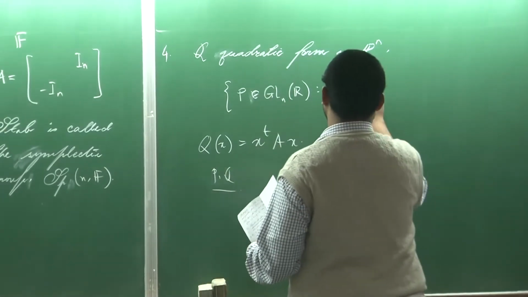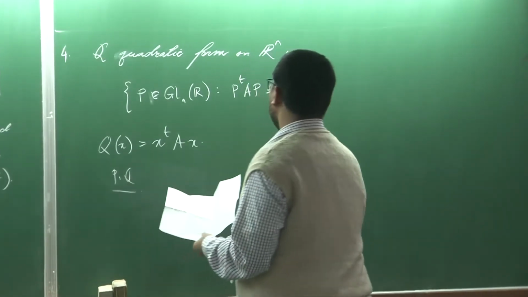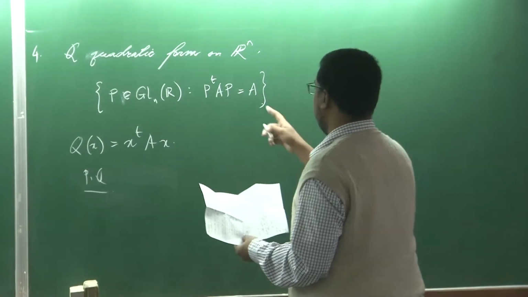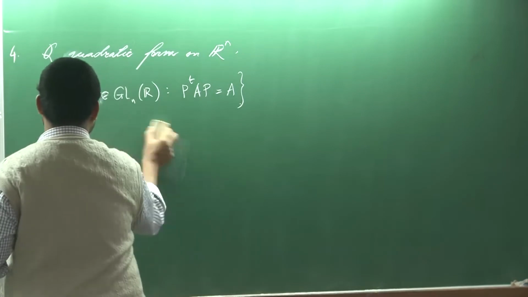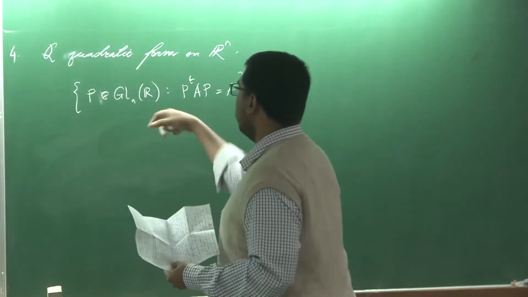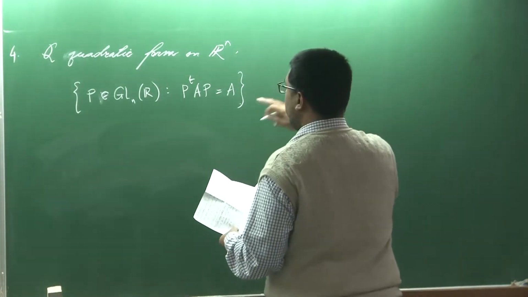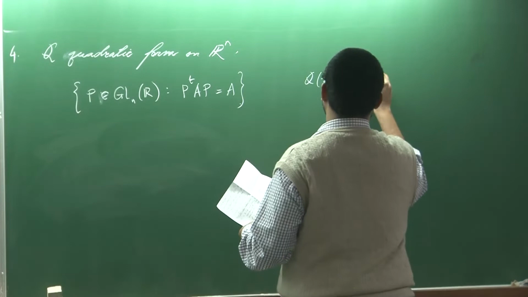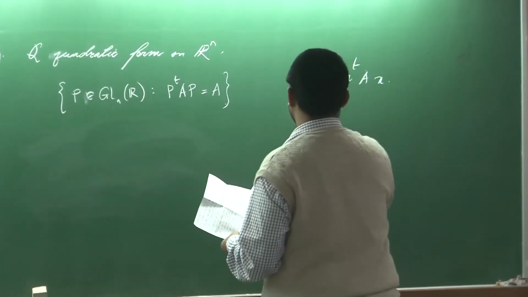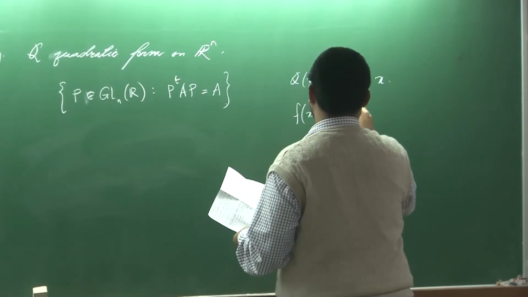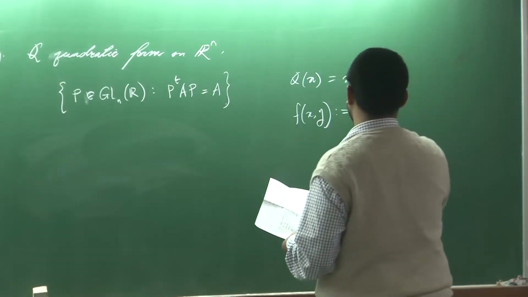So, such that P transpose AP is equal to A, and is a symmetric matrix. So, given any quadratic form, its stabilizer. Before that, I would also like you to note that given any quadratic form, let this be expressed by this. The corresponding bilinear form: given a quadratic form, from that we can immediately talk about a symmetric bilinear form given by this.